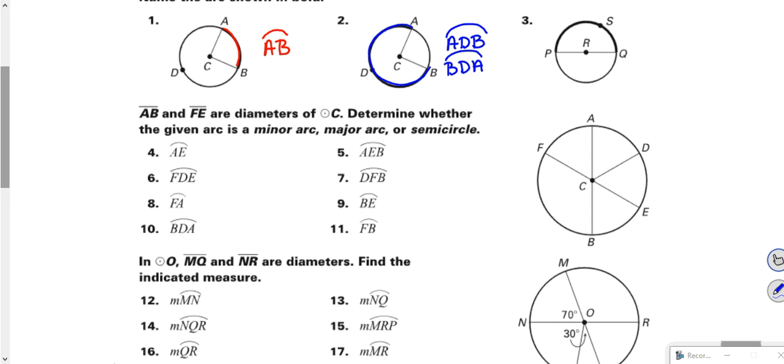Okay. Let's jump down to the next section here. AB and FE are diameters of circle C. Determine whether the given arc is minor, major, or semicircle. So technically, just by the way they're named, you ought to be able to tell. However, if you remember, the semicircles can go either way. They can use 2 letters or they can use 3 letters. So you really have to look at them. So AE, obviously, AE from here to here is going to be a minor, right? FDE. Let's look at FDE. FDE has to be this, okay, that's a semicircle.